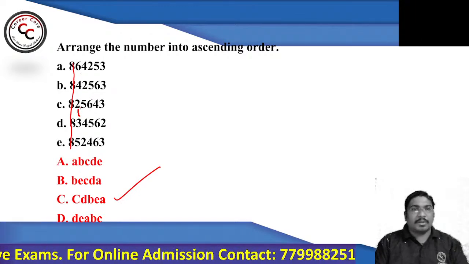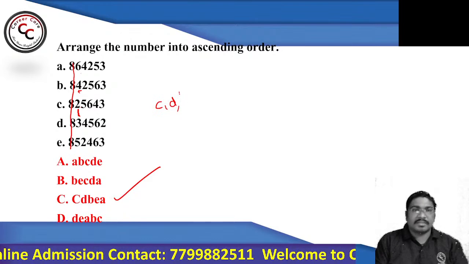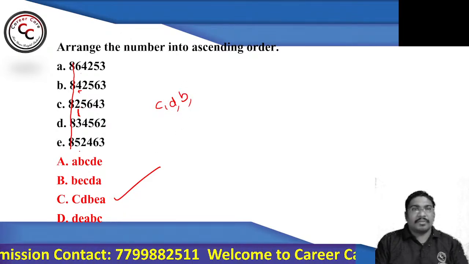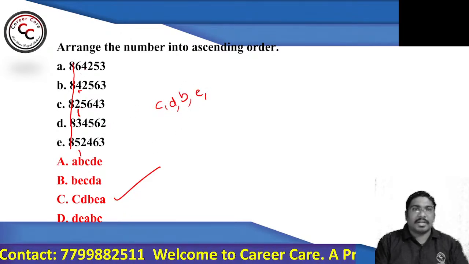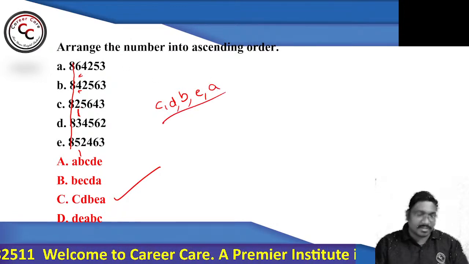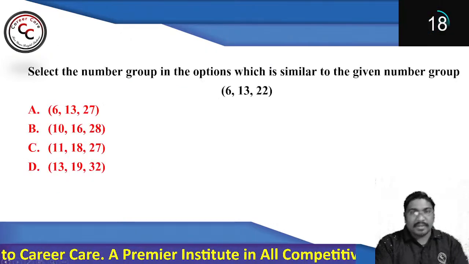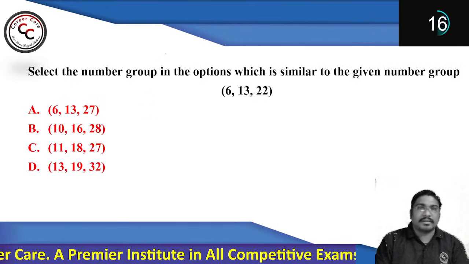So after 8, 2 you can call it as 8, 3. After 8, 3 you can call it as 8, 4. After 8, 4, 8, 5. And after 8, 5 it is the case of 8, 6. C, D, B, E, A which is present in option number C. Right? Nice. Very good.